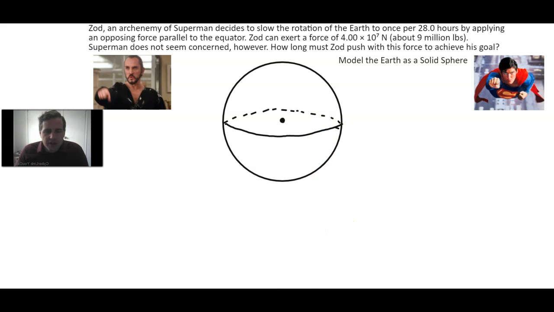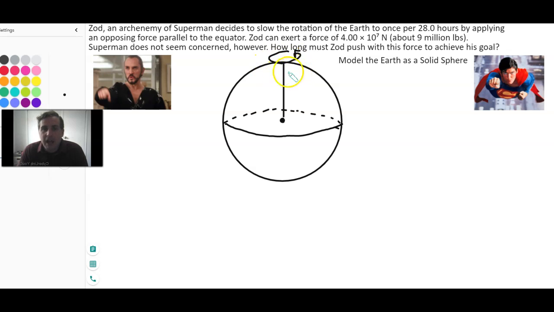So here's General Zod, and he's going to push with a force that is parallel to the equator. So let's go ahead and sketch that. Before we go to that point, consider that the Earth rotates. So let this be the Earth's axis of rotation. I think the Earth rotates this way. In other words, it rotates counterclockwise when viewed from above the North Pole.